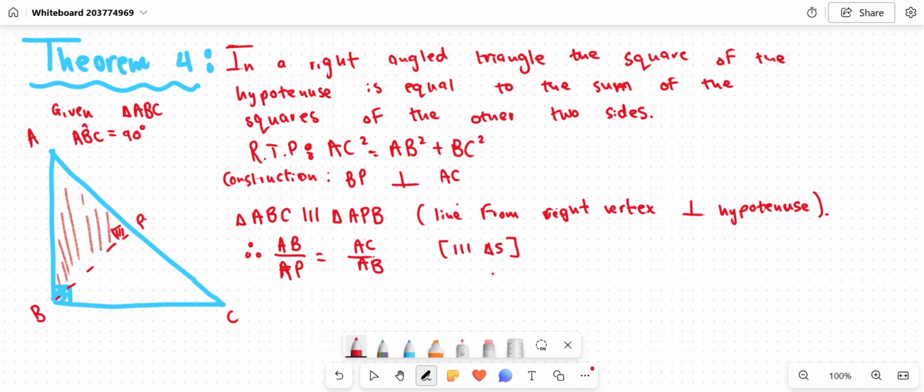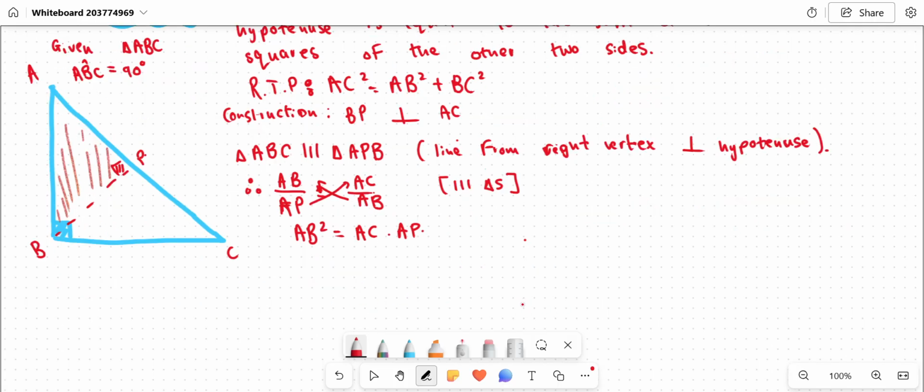The sides are proportional. So now that I've stated that, I can cross multiply to get AB by itself. AB is going to times this side and the AP is going to times that side. So AB squared is equal to AC times AP. Those are the first couple of statements I've stated.